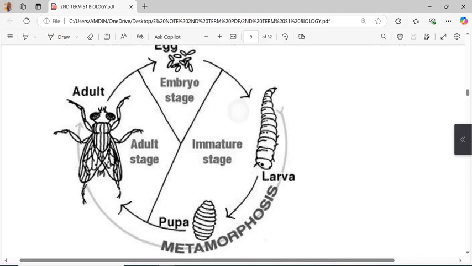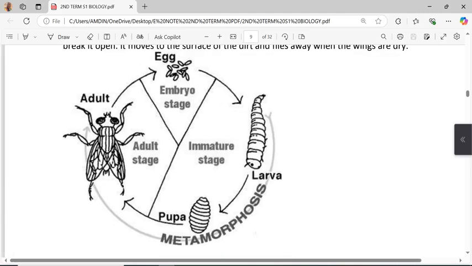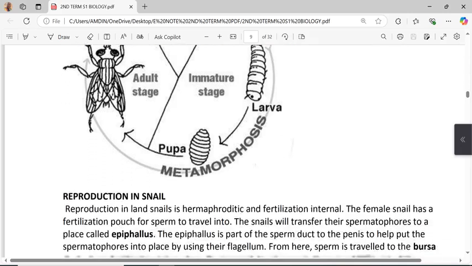Look at the life cycle of the housefly. The eggs are laid, and the eggs hatch to form a larva. Larva will develop to pupa, and pupa will develop to the adult stage, or adult housefly. So this is a complete metamorphosis: egg to larva, larva to pupa, and pupa to adult. Complete metamorphosis.